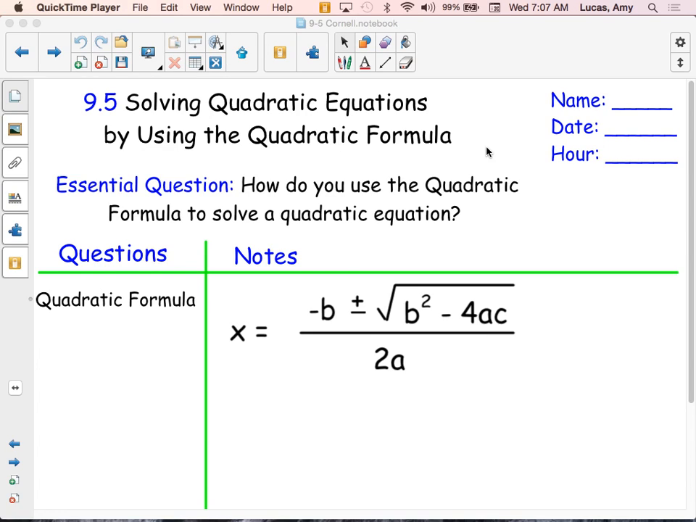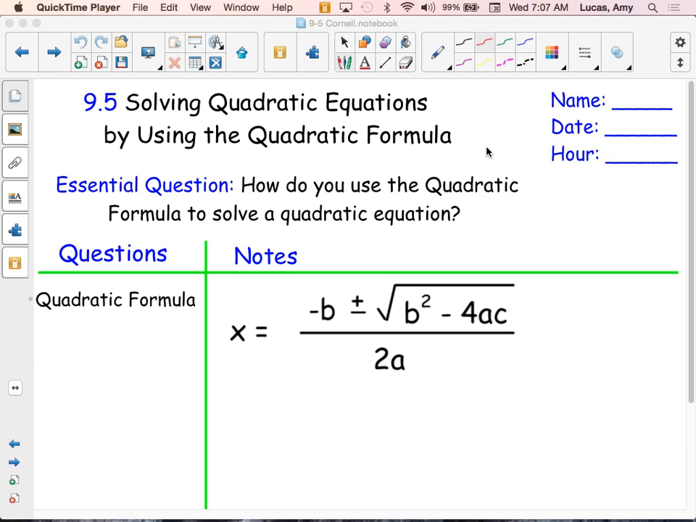Lesson 9.5, Solving Quadratic Equations by Using the Quadratic Formula. Our essential question is, how do you use the quadratic formula to solve a quadratic equation? We have one vocabulary today, and that, of course, is the quadratic formula.